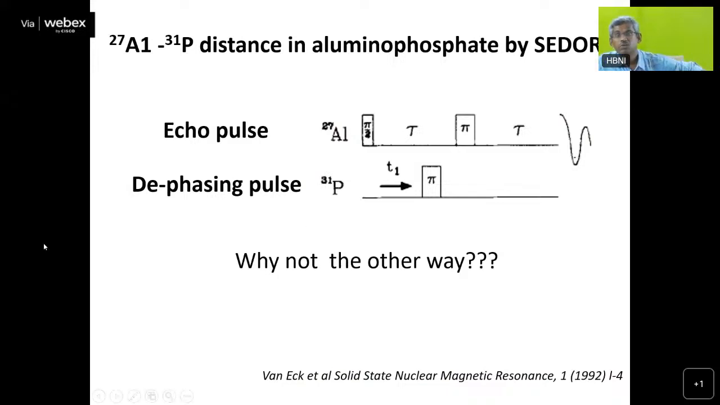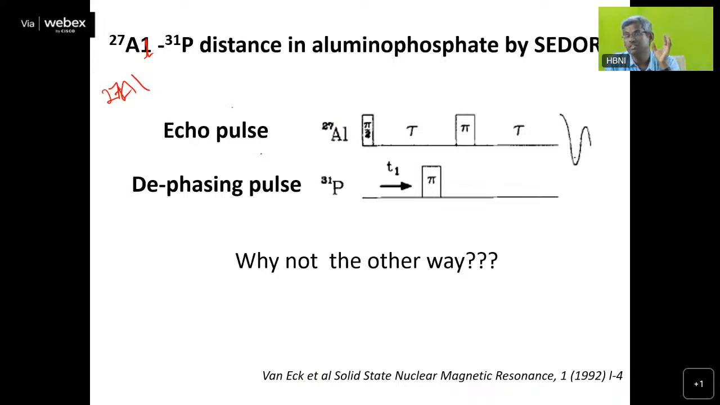And here what we are going to do now, I am trying to understand the distance between aluminium. Sorry, I made a mistake here. Instead of aluminium, I have written A1. So it is aluminium, sorry, kindly consider this is aluminium. 27 Al, 27 Al. So this is 27 Al, phosphorus 31. Distance I want to evaluate in aluminophosphates.